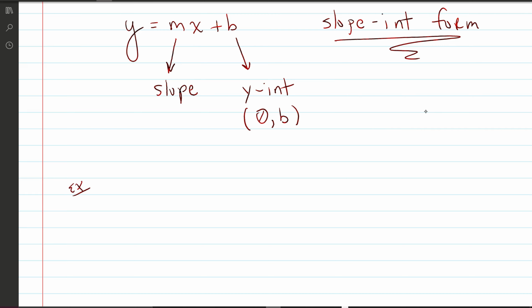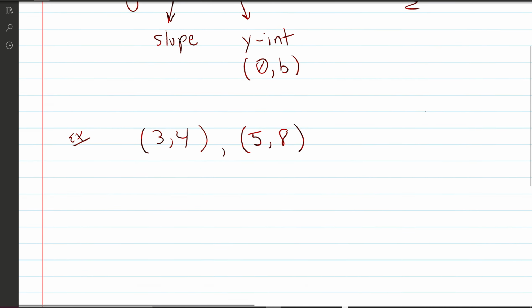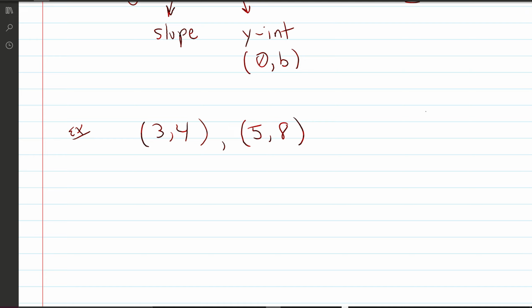So here's our first example. We're given the ordered pairs 3 comma 4 and 5 comma 8. So here these are 2 points. We know a line that we have goes through these 2 points. So we're asked to find an equation of that line, and we're going to find that equation in slope-intercept form. So the first thing we have to do is find its slope.